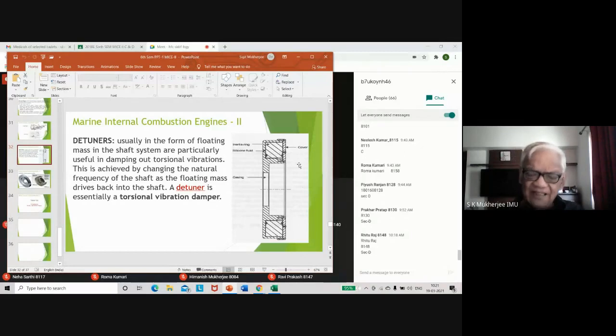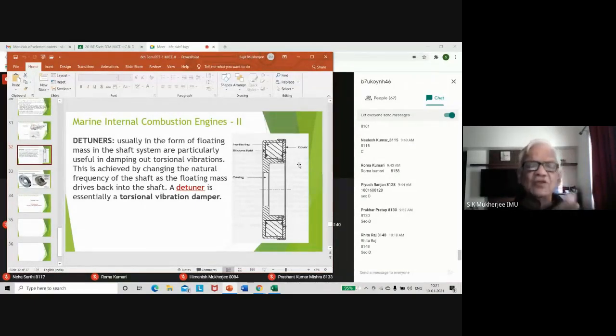That ring is free to rotate inside on its own. To minimize metal to metal contact between the ring and the casing, we have a viscous fluid inside. That viscous fluid is usually silicone, and this silicone is sheared when there is relative movement between the ring and the casing.